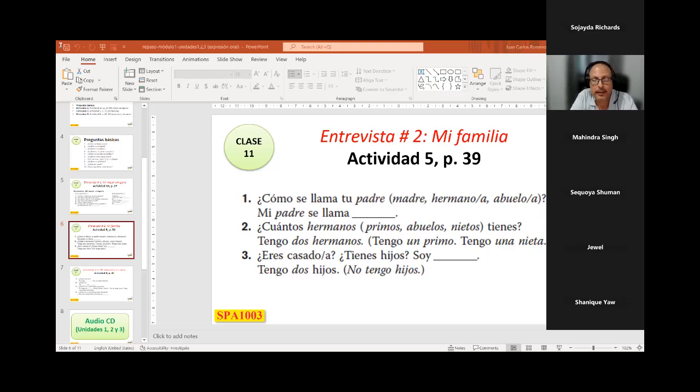Licia, ¿eres casada? No casada, soy soltero. Oh, pronounce it right. Soy soltera. Ok, soy soltera. I am single. Just like you said, soy soltera. No soy casada, soy soltera. Alisa, ¿y tú eres casada o soltera?